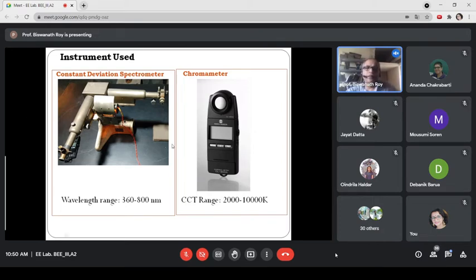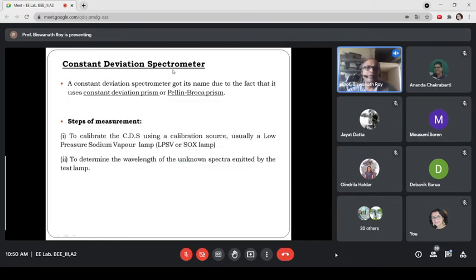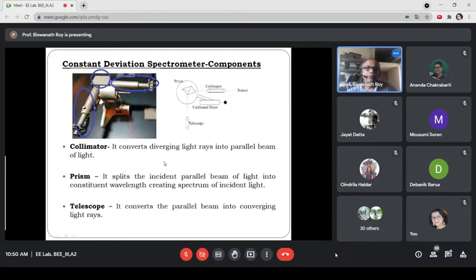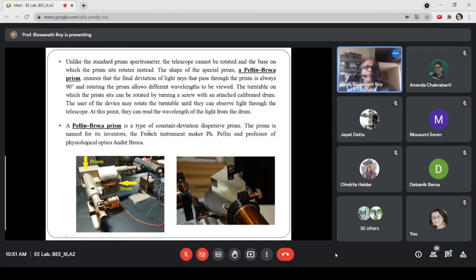So let us discuss the two instruments one by one. Constant deviation spectrometer. It has three components. One is the collimator, another is the prism table, and the third one is the telescope. So this is the look of the prism, you see. This is the prism table.